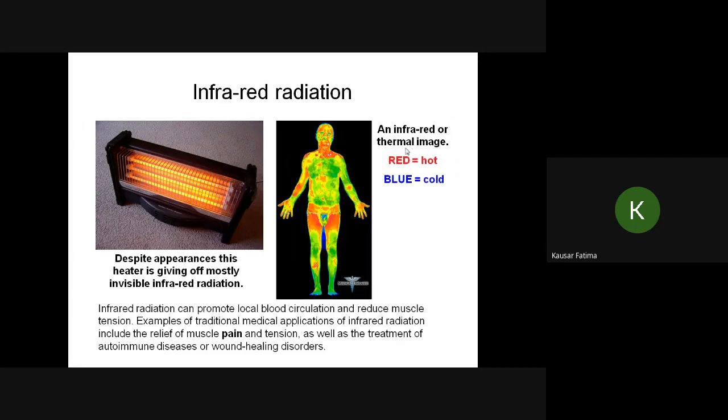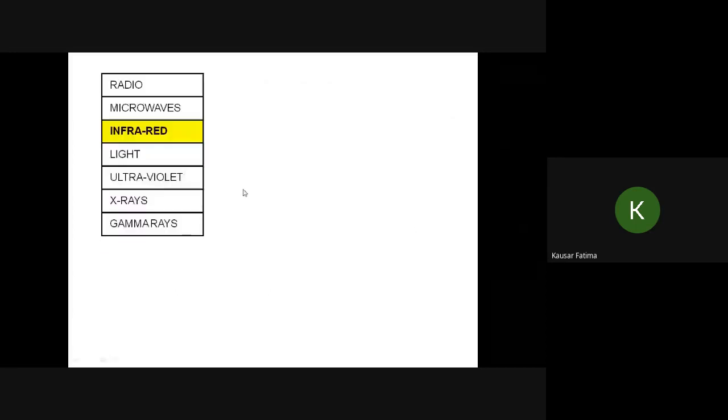Thermal imaging. Okay, so this is the thermal image. Red means hot, because different parts of the body will absorb heat radiations differently, so they also emit heat radiations differently. This red region shows the temperature of that part of the body is higher. Blue means colder. This kind of picture is called infrared imaging.